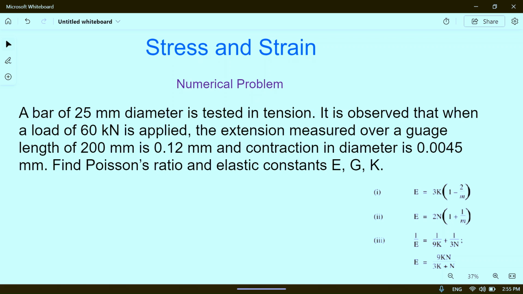So in today's video we will solve a numerical problem based on stress, strain, Poisson ratio and various types of elastic constants. So let's read the problem.